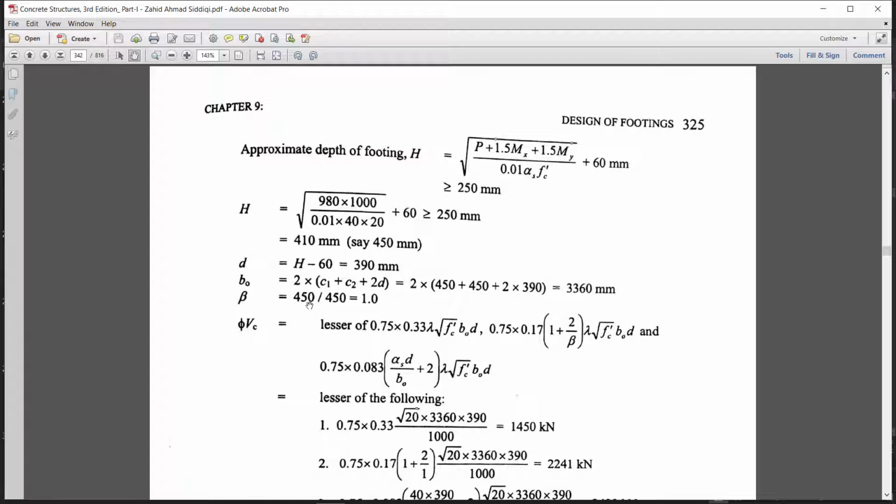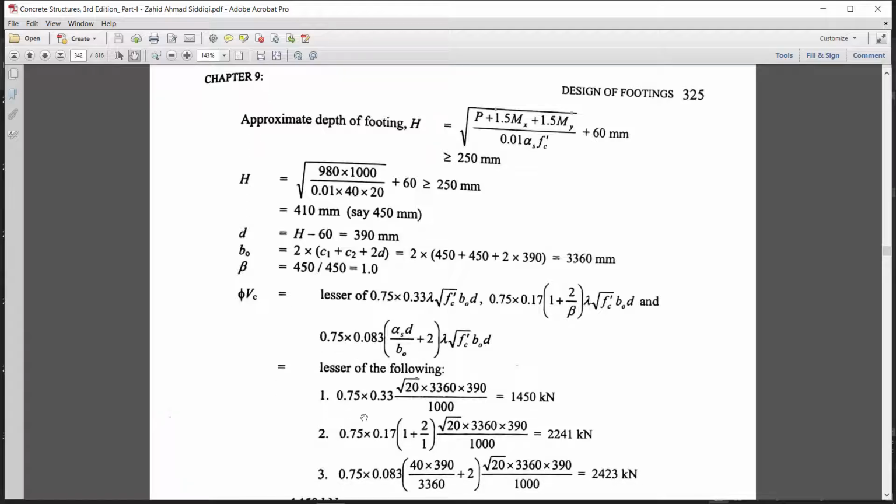Beta is the column dimension ratio, longer dimension to shorter dimension. Longer and shorter are the same, 450 by 450. So beta is 1. So our phi Vc value is the lesser of the following three. First formula: 0.75 into 0.33 lambda 1, square root of Fc prime 20, b naught 3360, multiplied by effective depth 390, divided by 1000 to convert into kilonewton. Our first answer is 1450.